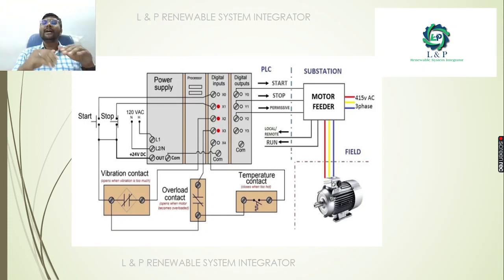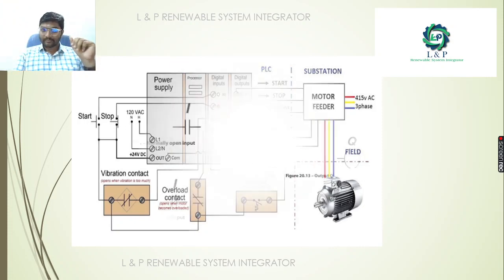Apart from it, we have protection circuits, that is vibration contact, overload contact, and temperature contact. If any mishap happens, immediately with the help of these switches we can identify it and we can switch off the entire plant.